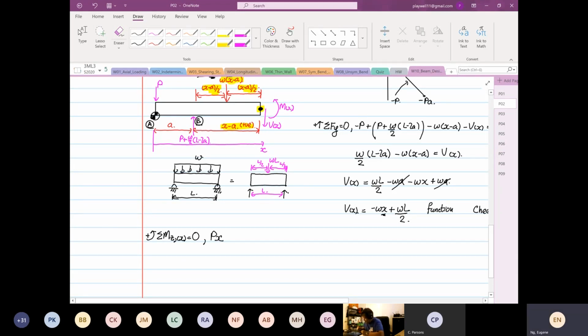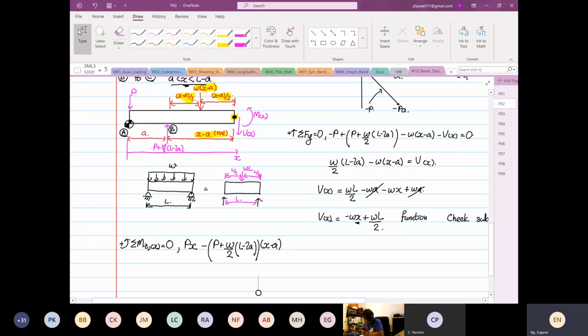And then the B, right, at point B, you have going clockwise, so minus P plus omega over 2 (L minus 2a) multiplied by distance x minus a, right? And then the third one is the omega (x minus a) going anti-clockwise, plus omega (x minus a) multiplied by (x minus a) divided by 2, plus M as a function of x, equal to 0.